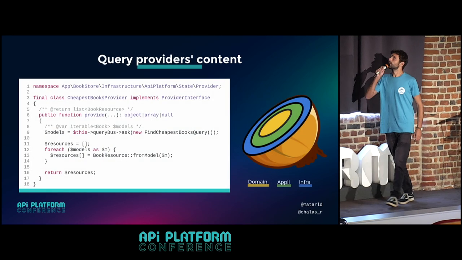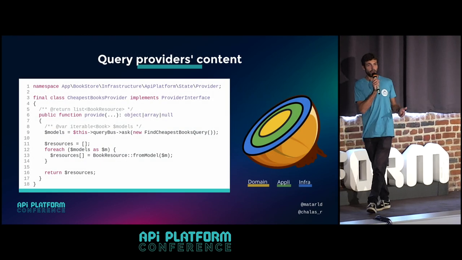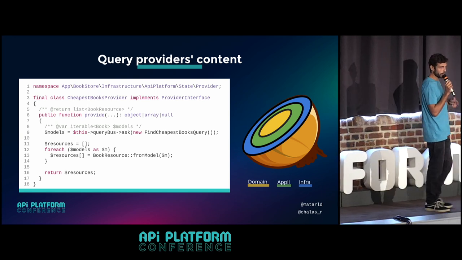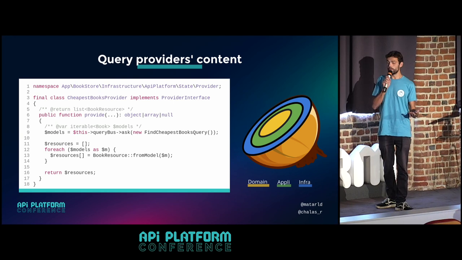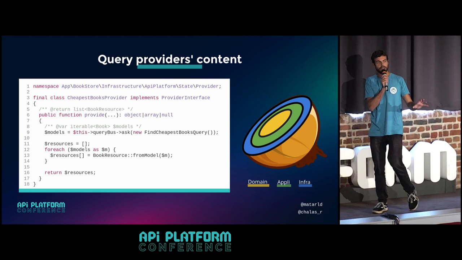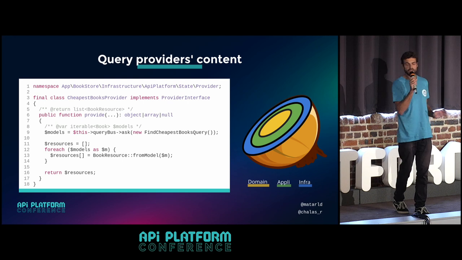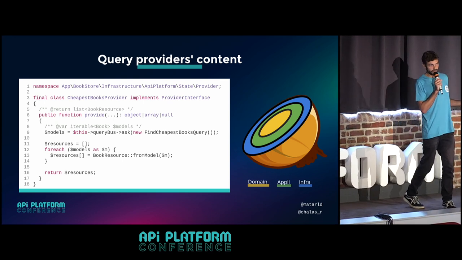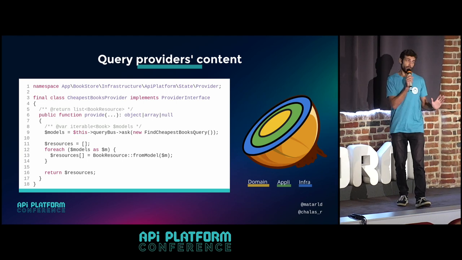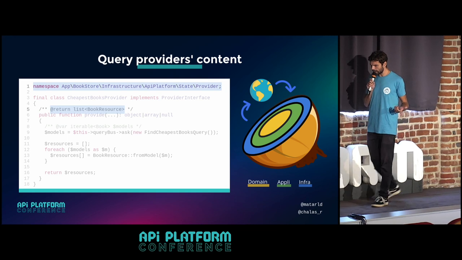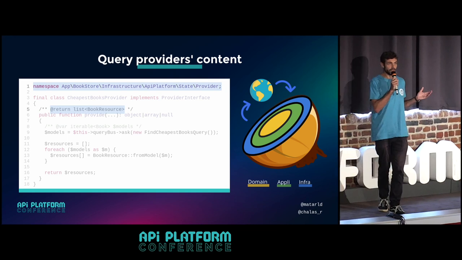So great, we have linked our operation to our provider, and we know that we have to dispatch the find cheapest book query in order to retrieve the books. So let's have a look at a typical query provider's content. As you can see, it doesn't contain that much code, but what it contains is quite interesting, and we'll break it down together right now. So if we go back to our little onion and its three layers.